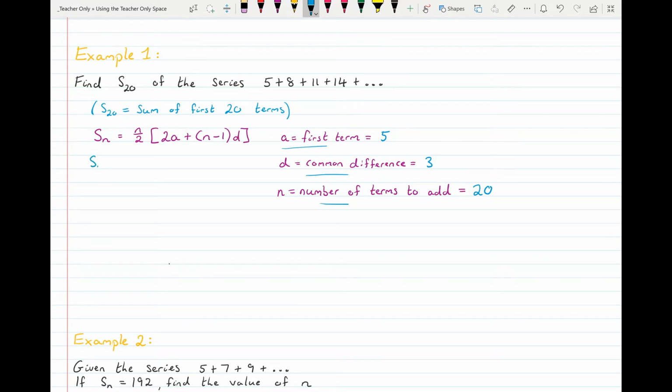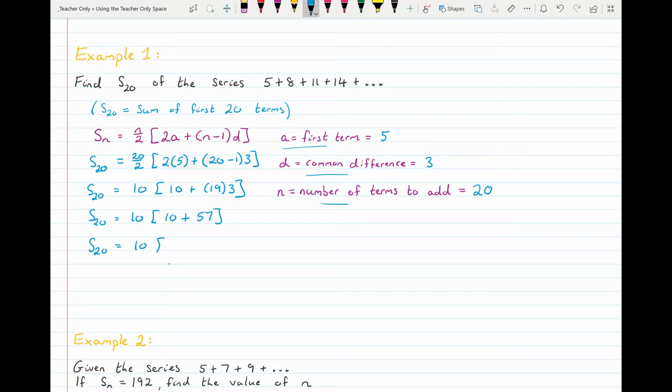And now we fill in to our formula. So Sn, we're looking for S20 now, so we replace it with S20. N over 2 becomes 20 over 2 times 2a. A is the first term in the sequence, which is 5, plus n, which is 20, minus 1 times d, the difference, which is 3. This can go into the calculator, but I'll do it out by hand for this one as an example. Okay, so the sum of the first 20 terms is 670.